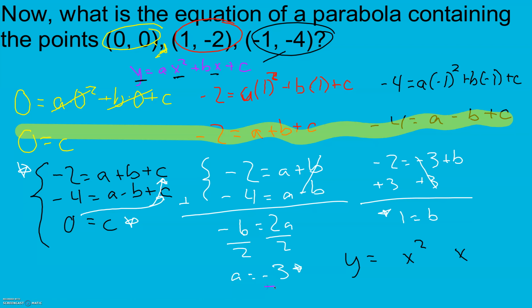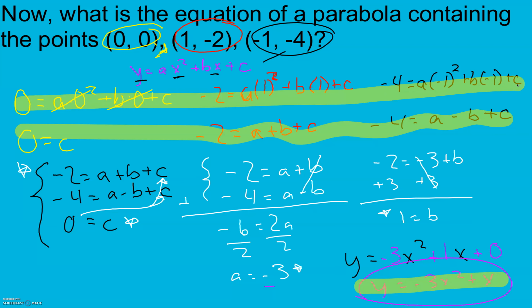a is negative 3, b is positive 1, so plus 1x, and c is 0. So we get y equals negative 3x squared plus x. So again, this step is new, plugging in our values is new, but once we have all those values, we solve it the same way that we've been doing.